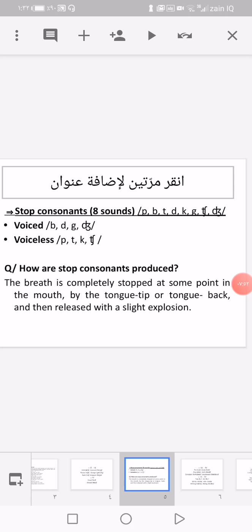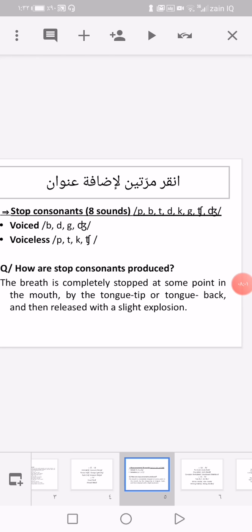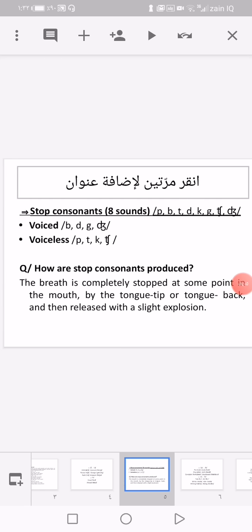In voiced we have b, in parallel in voiceless we have p. In voiced we have d, in voiceless we have t. In voiced we have g, in voiceless we have k. And in voiced we have j, in voiceless we have ch. So voiced we have b, d, g, and j. And in parallel in voiceless we have p, t, k, and ch.